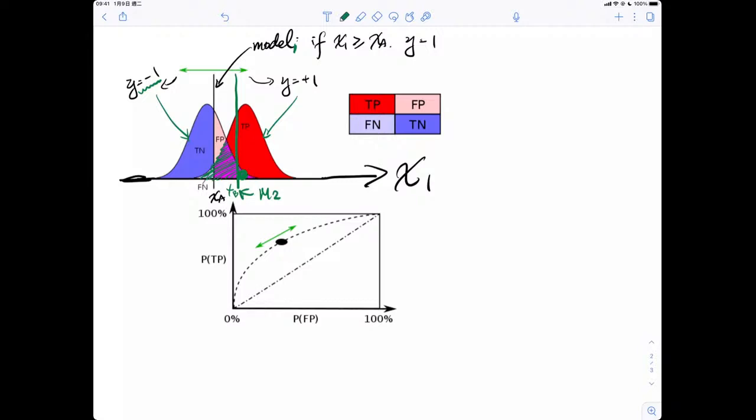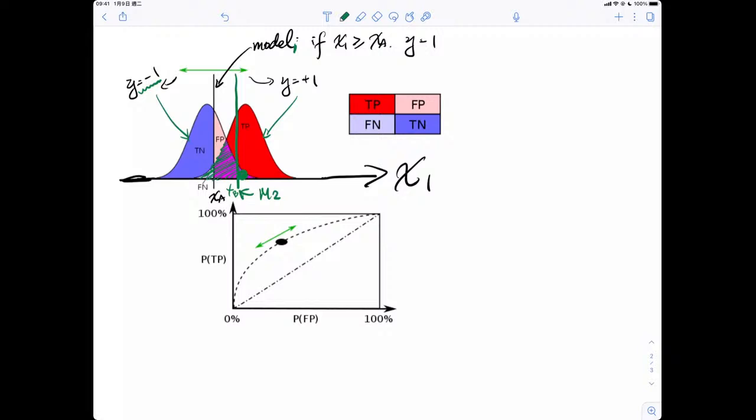So this is a very simple explanation of false positive and false negative.